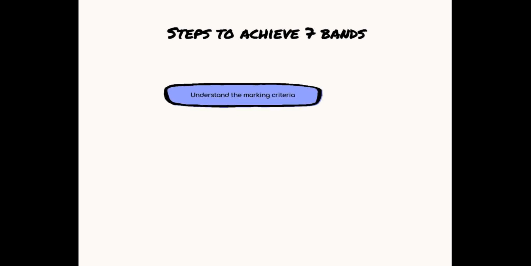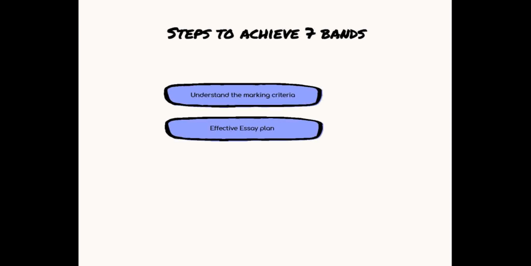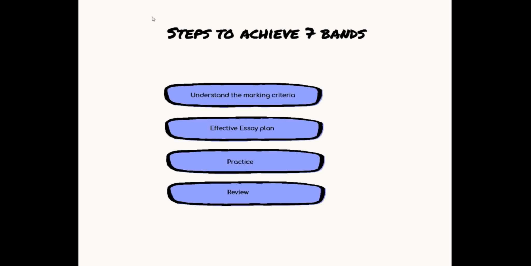So these were the 4 different steps to achieve 7 bands for IELTS Writing Task 2. First is to understand the marking criteria. Second is an effective essay plan. Third is practice. And fourth is review.